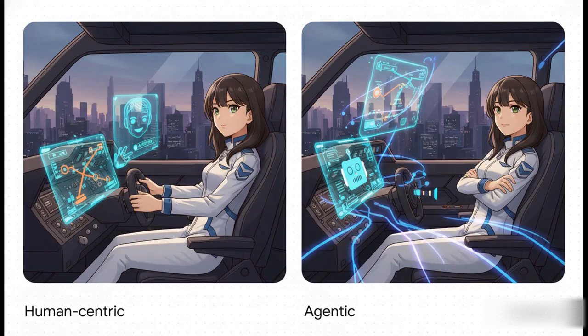And you can work with it in two main ways. The human-centric approach is like having a co-pilot. The AI suggests actions, but you're in the driver's seat. You have the final say. Then there's the agentic model, which is more like an autopilot. You give the AI a goal, and it figures out all the steps to get there. Perfect for those really complex, automated workflows.